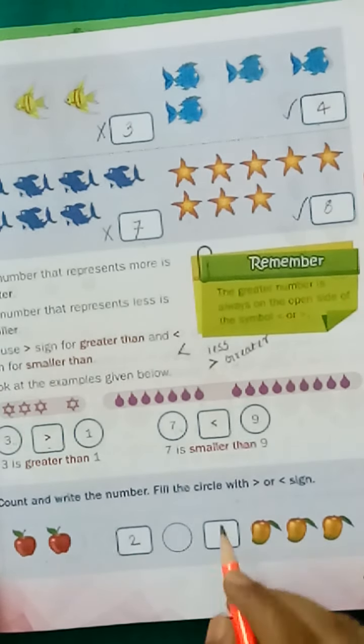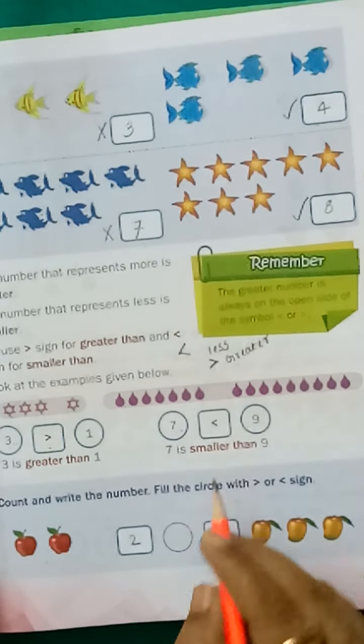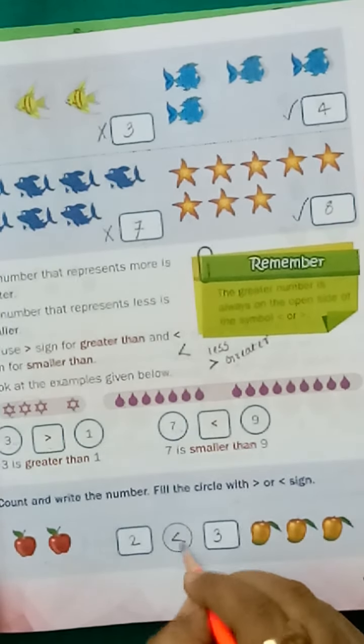So 2, 3. Okay? Now which is the smaller one? 2 is the smaller one. Okay? That's why, smaller means what I said. So like this, less than. Okay? Right. We'll go to the next page.